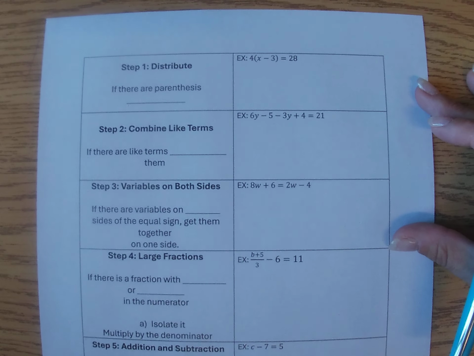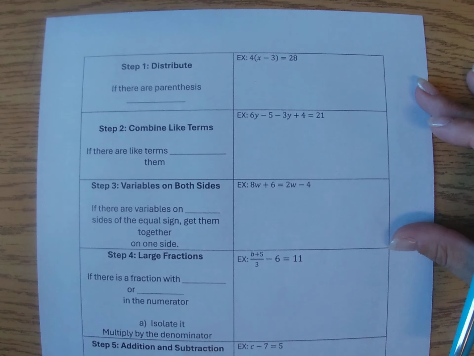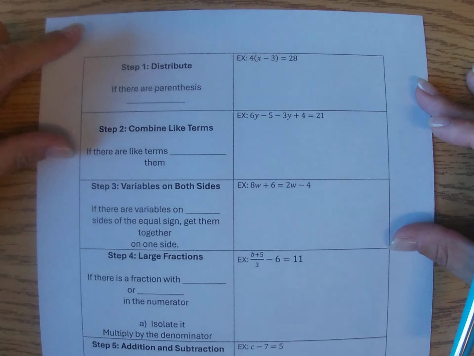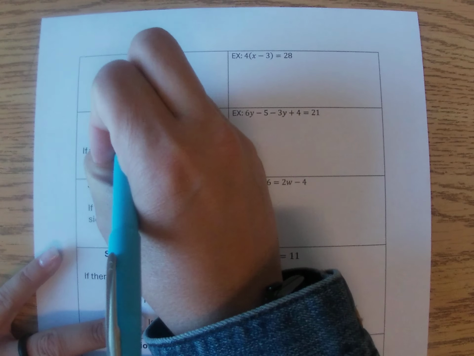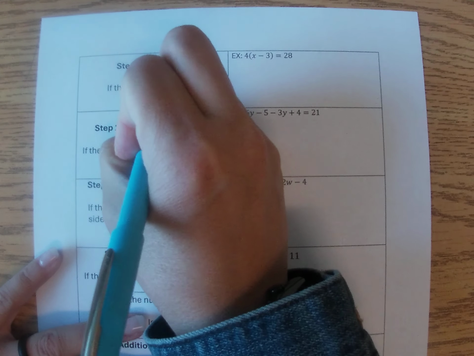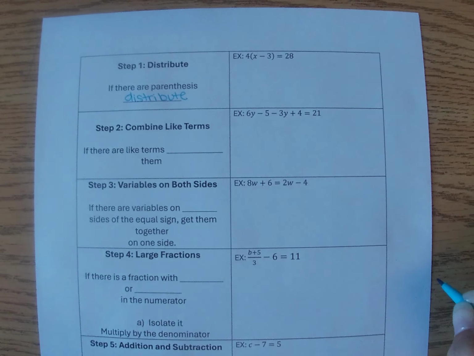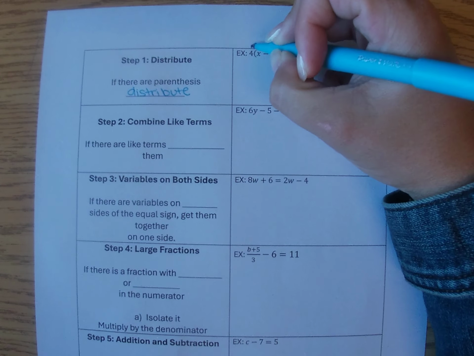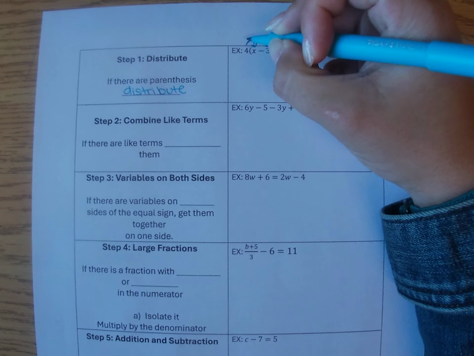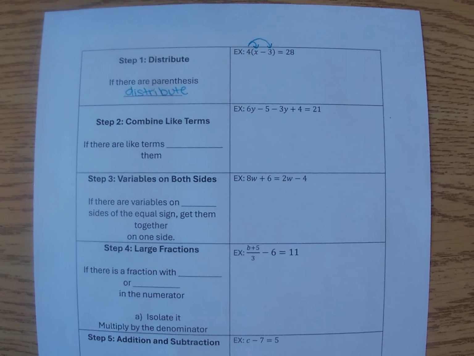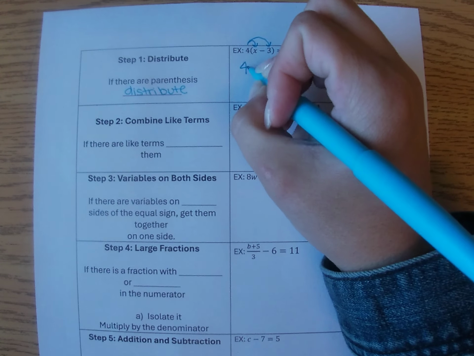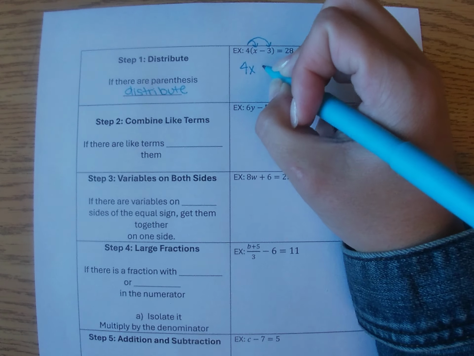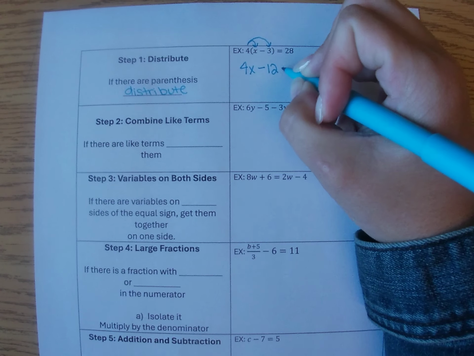So I always tell my students one of the first places to start is to get a problem cleaned up and simplified if you can, which means if you see parentheses, it's going to be a good idea to distribute. Okay, I hope at this point we know that if there is a number in front of the parentheses, we are going to multiply that to every single term inside of the parentheses. So I'm going to take 4 times x, which gives me a 4x, and I'm going to take 4 times a -3, which gives me a -12.